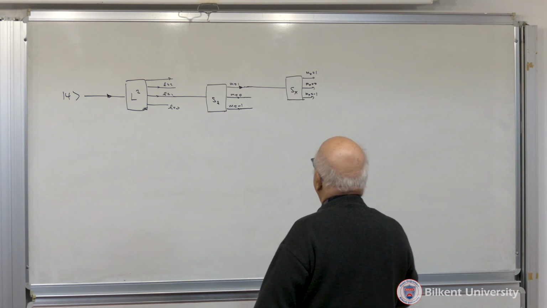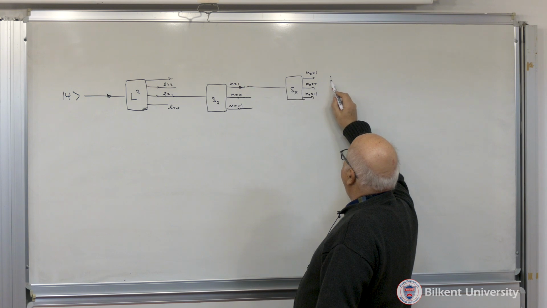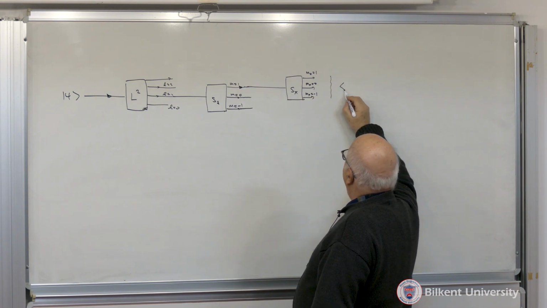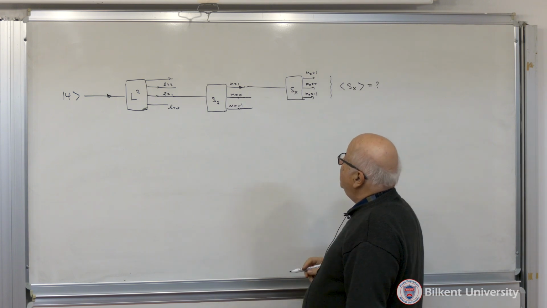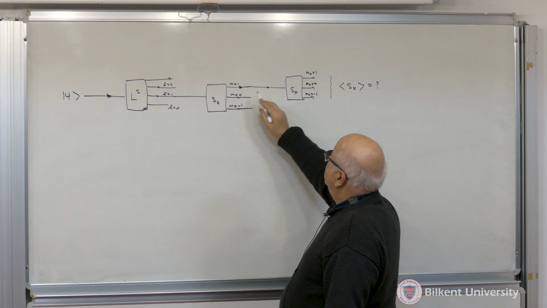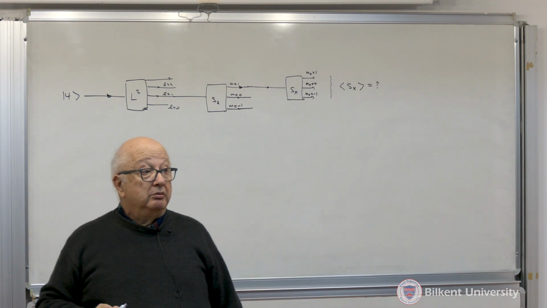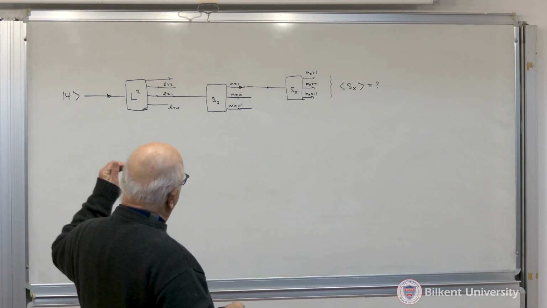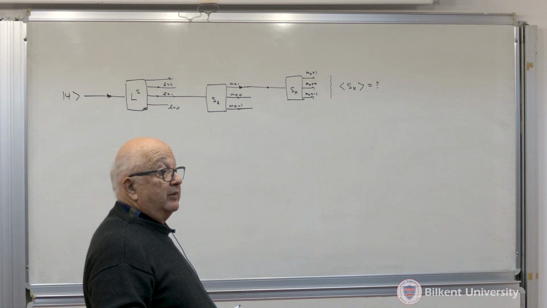But we can still find out, if I make this experiment, I'm going to get all these Sx values. I can just ask the question, what is the average value of Sx with respect to this eigenstate of L squared and Sz that's coming in.